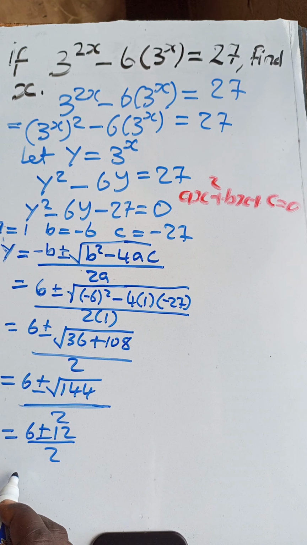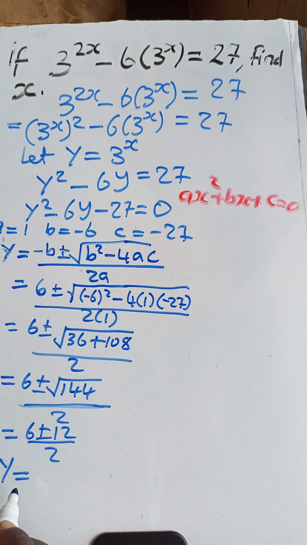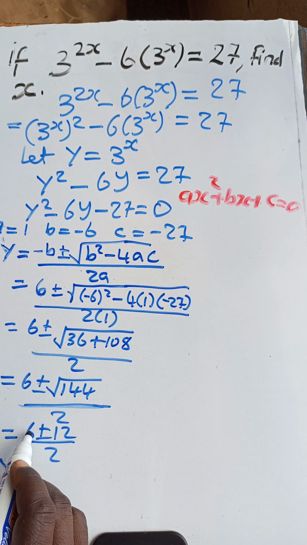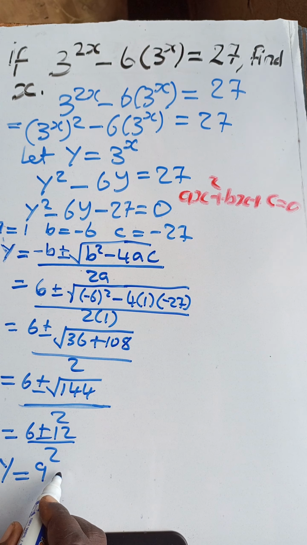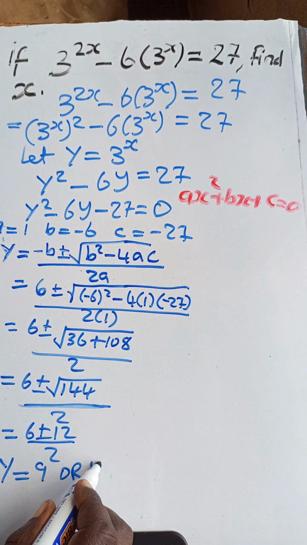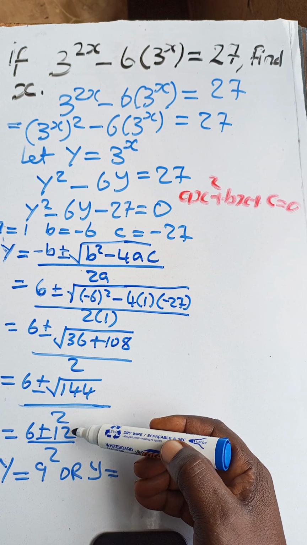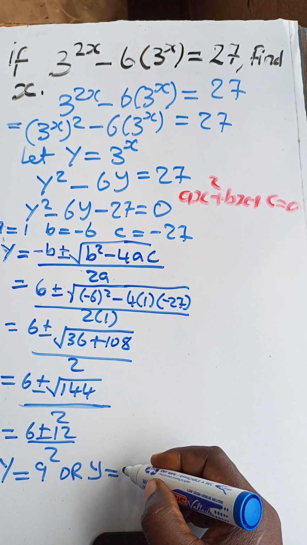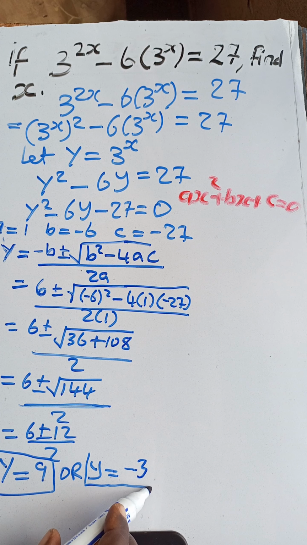So we have the two values of y. y equals, we take the plus, 6 plus 12 is 18, divided by 2 is 9. Or y equals, we take now the subtraction, 6 minus 12 is negative 6, divided by 2 is negative 3. So these are the two values of y.